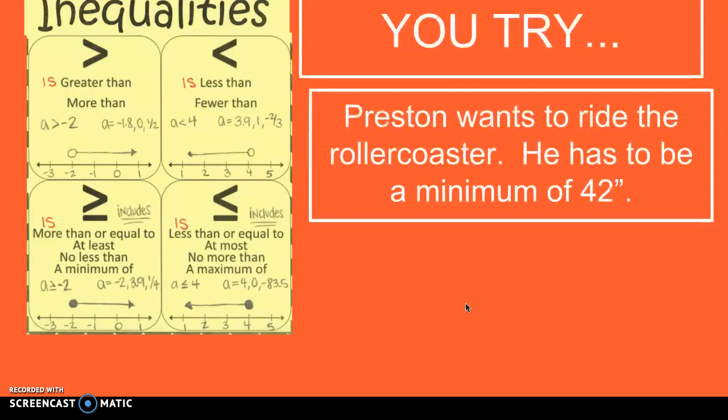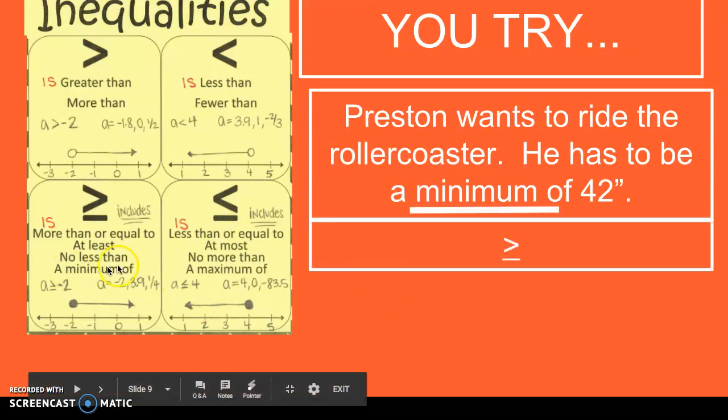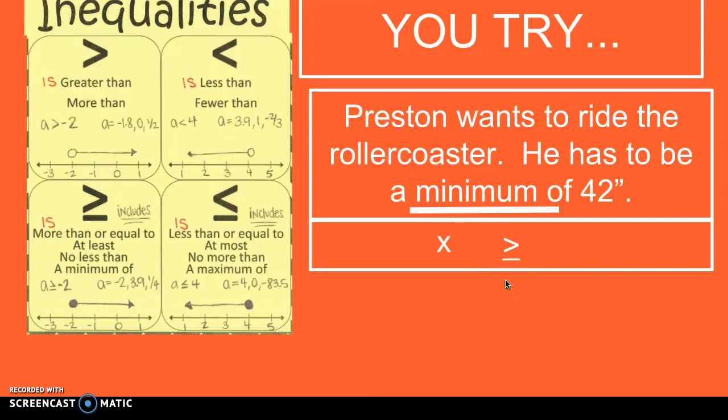All right, check what you wrote and make sure it matches mine. A minimum of are the key words that we need to look for when writing this. A minimum of indicates we're going to use the greater than or equal to symbol. So you should have written x is greater than or equal to 42.